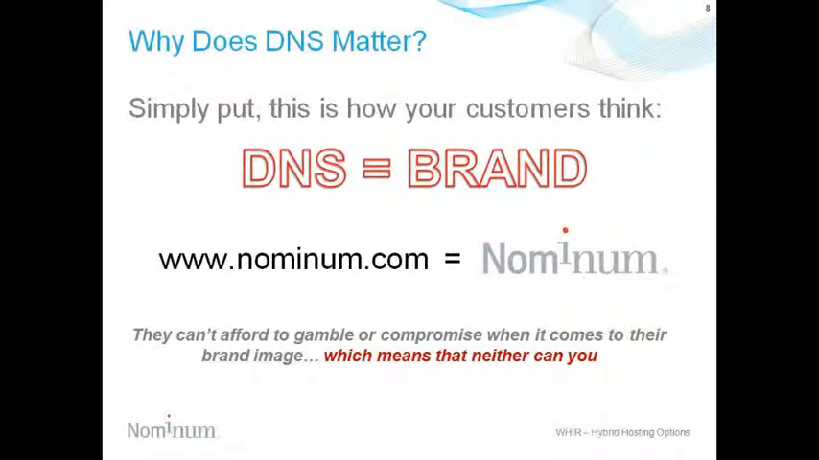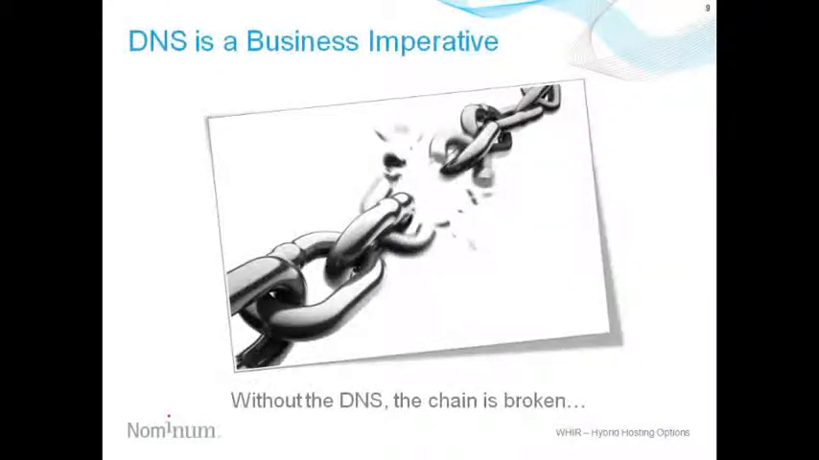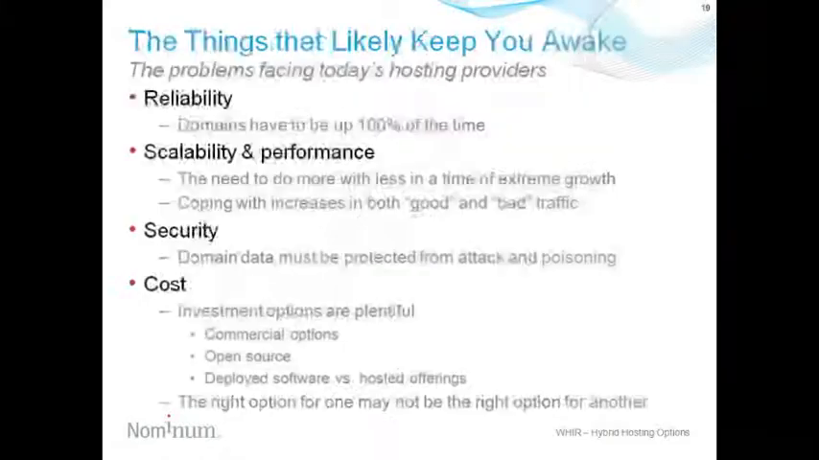And you guys are working with the community, with the vendor community, the open source community, to find solutions to ensure that that brand is always safe. They can't afford to gamble with their brand, which means that neither can you. And that's why the DNS is so important. Without the DNS, that chain is irrevocably broken. So you really need to make sure that that DNS is solid and is always maintained.